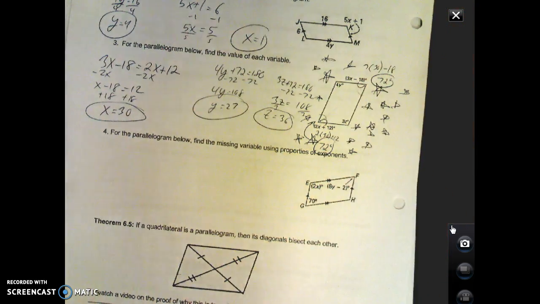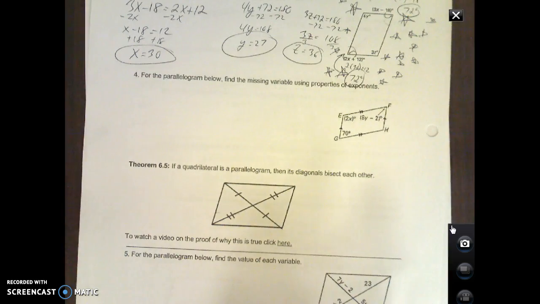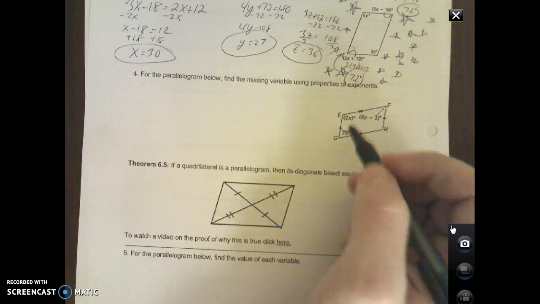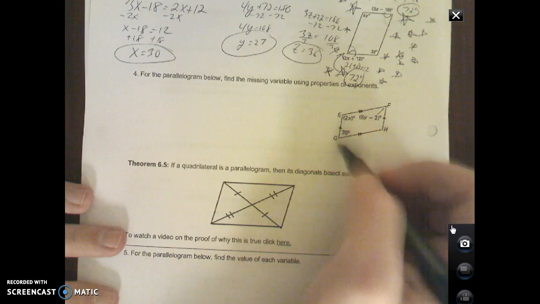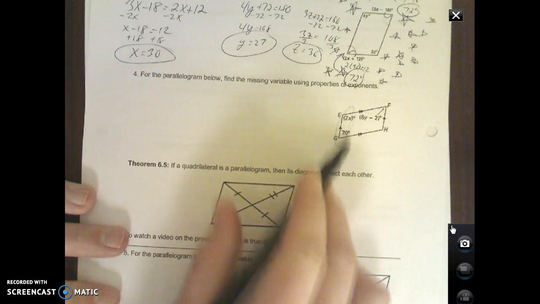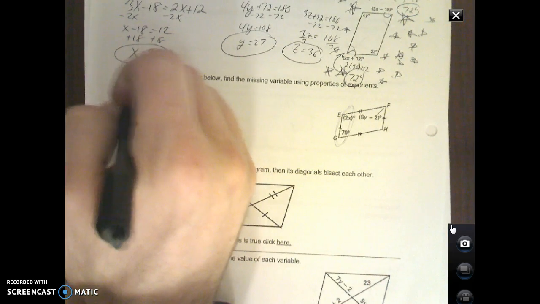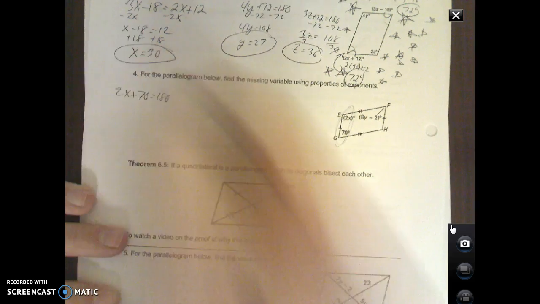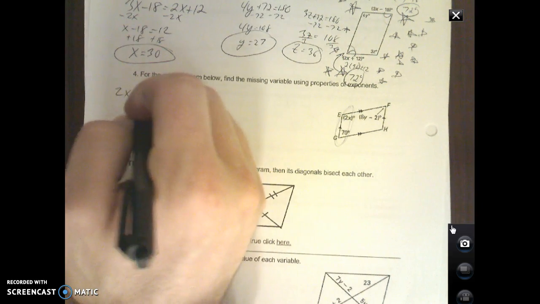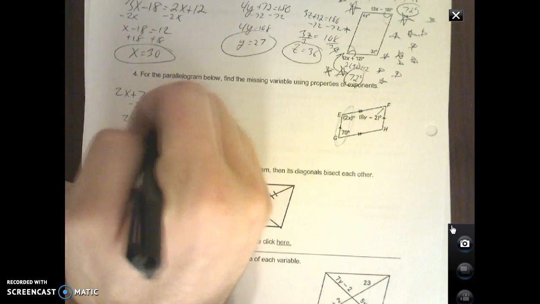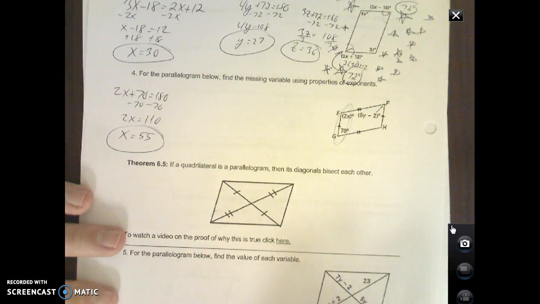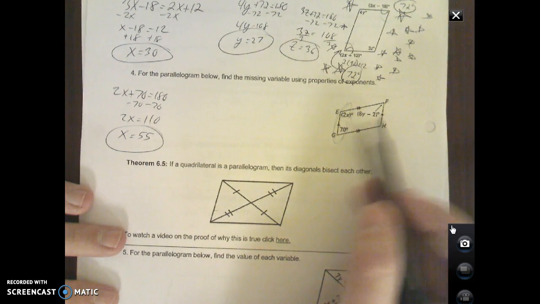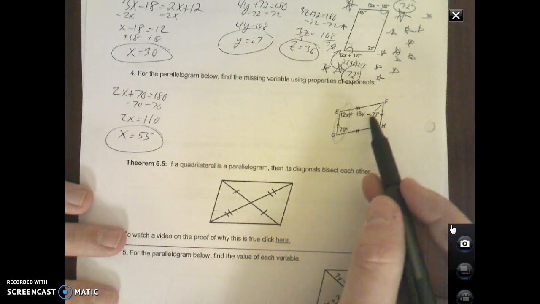Alright, so for the parallelogram below, find the missing variables using properties of parallelograms. Same idea. Okay. Here I have 70, which is nice. 2x, 8y minus 2. Let's start with the x's. The 2x is right next to 70. So 2x plus 70 equals 180. Okay. Subtract 70. 2x equals 110. X equals 55.